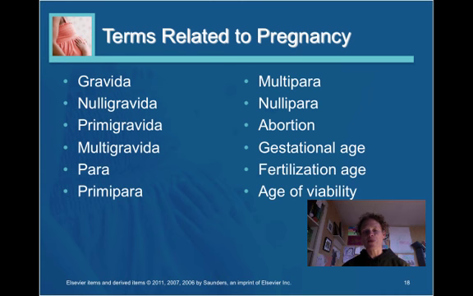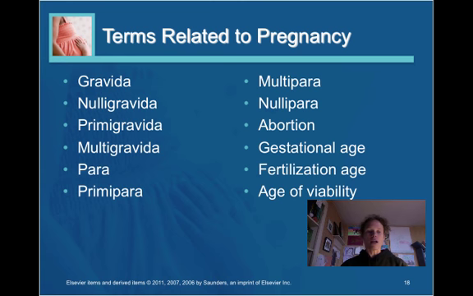So here's an example. If I say that someone is gravida 1, para 1, that means that she's had 1 pregnancy and she's had 1 delivery. If I say that someone is gravida 5, para 4, that means that she's had 5 pregnancies and she's had 4 births. So maybe she had an abortion, or maybe that 5th gravida is that she's pregnant again for the first time.